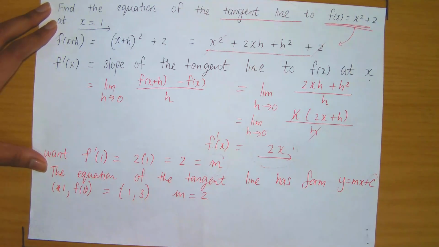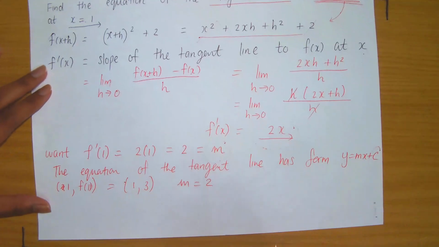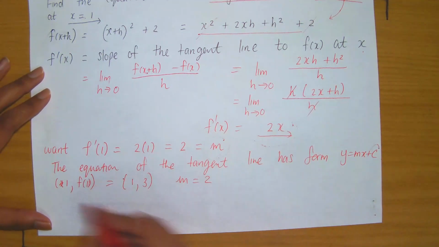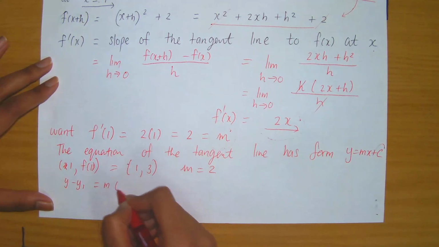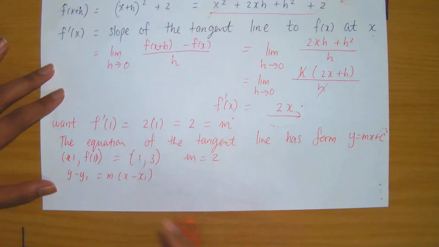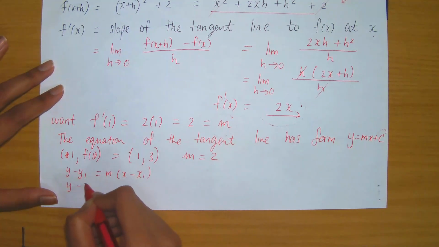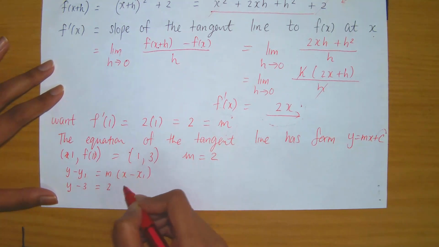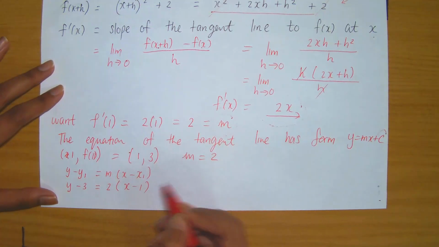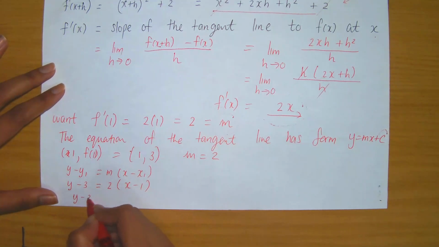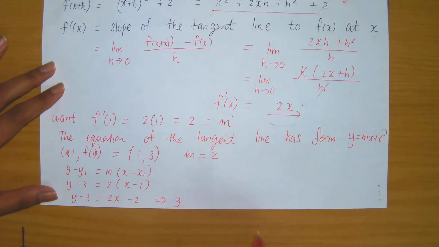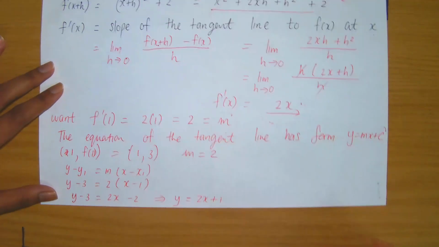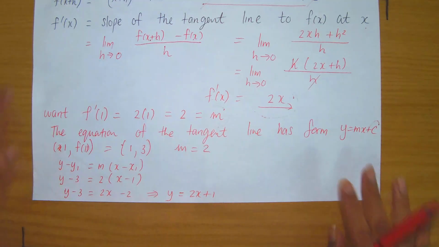So I've got the point and I've got the slope, which means you could now quickly solve for the straight line using the point slope form. Point slope form tells you that y minus y1 equals m times (x minus x1). So substituting everything in, this is y minus 3 equals the gradient, which is 2, multiplied by (x minus 1). And then simplifying this, I've got y minus 3 equals 2x minus 2, which implies that y equals 2x plus 1.